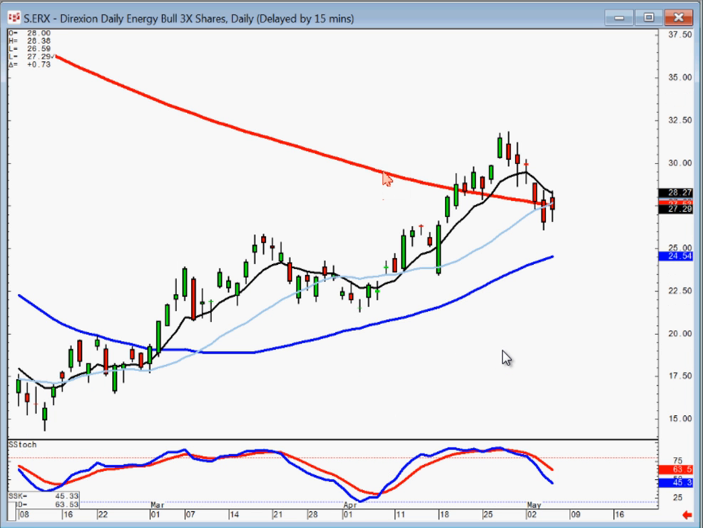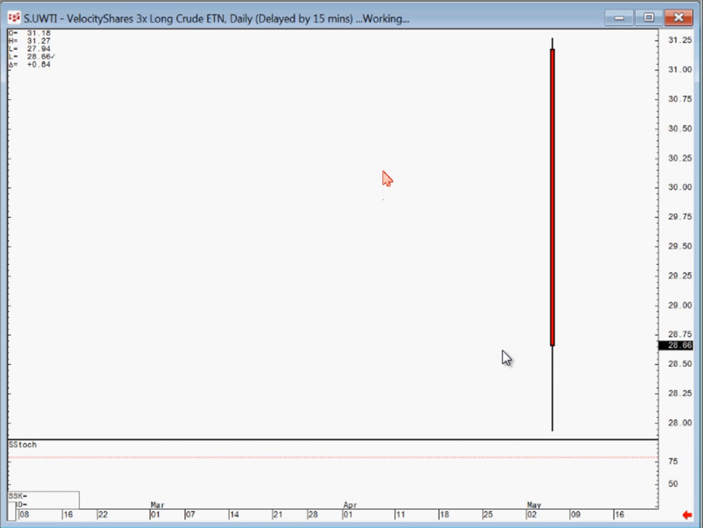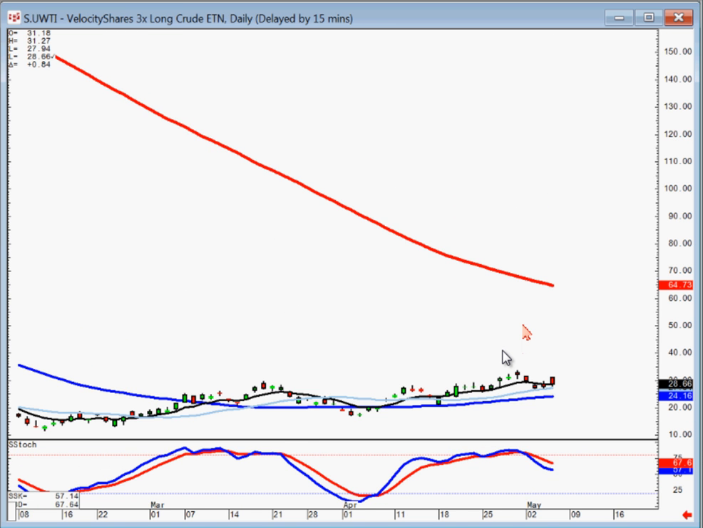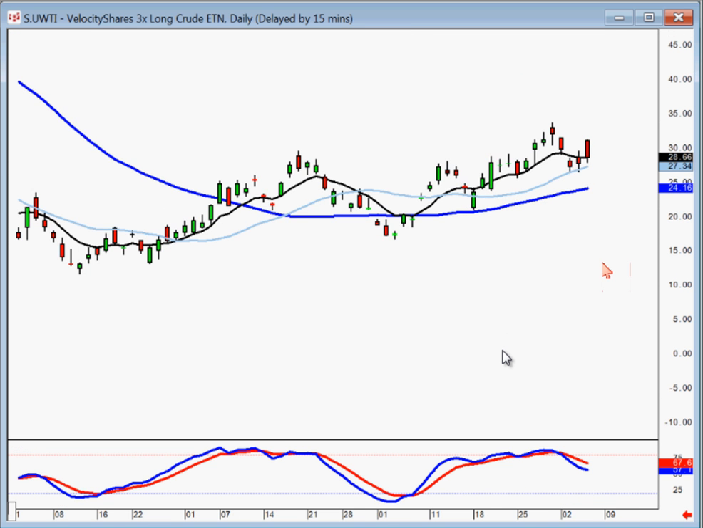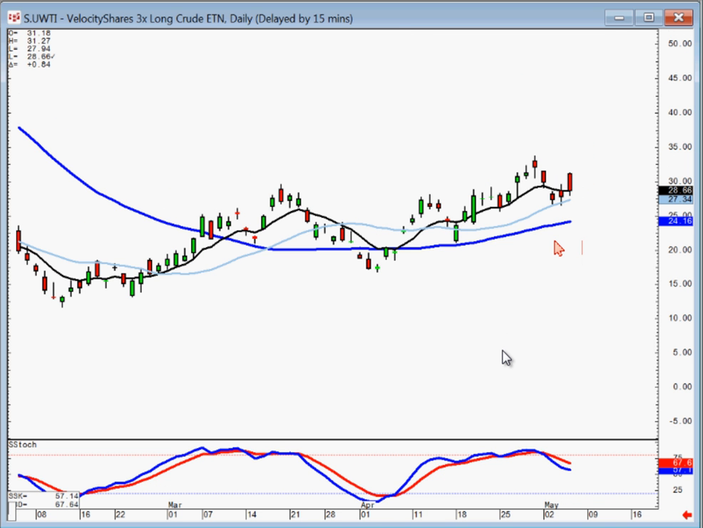ERX, nothing yet. If you're short, you stay short. UWTI came up a little bit today with crude oil acting a little bit stronger, but nothing yet to get excited about. If I was going to buy this one, I'd probably want to put a buy stop at today's open if it comes up through there.